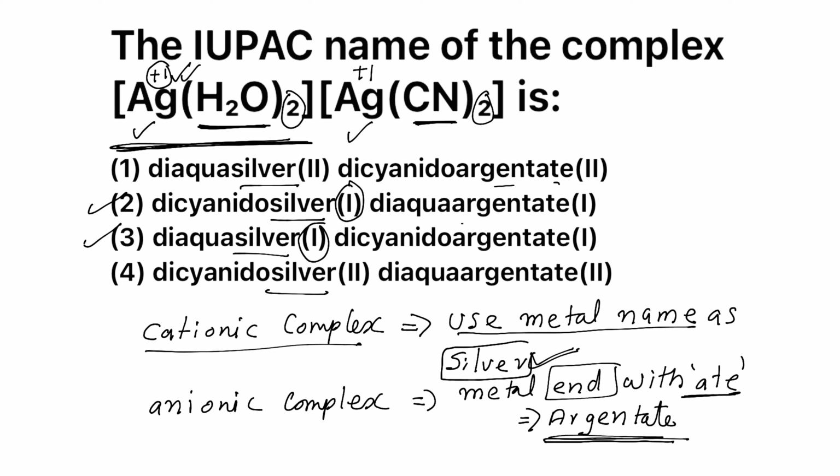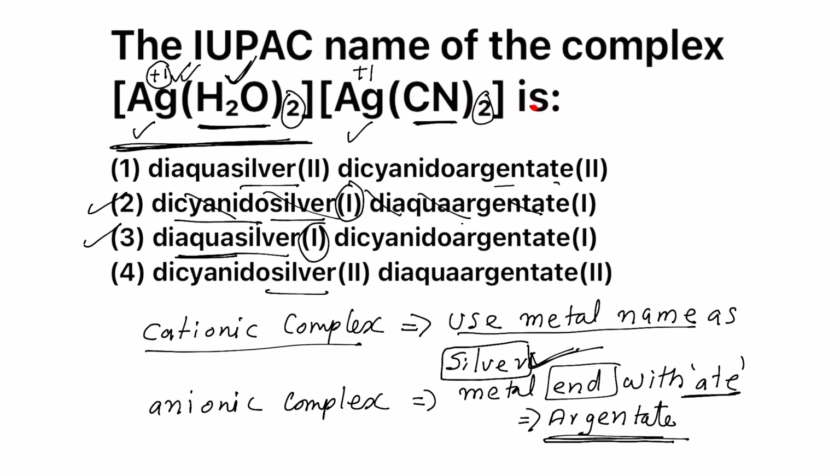Now, on cationic part, what is the ligand? H2O. H2O means aqua, which you can only see in option 3. In option 2, it is cyanido, which means CN group. That is wrong, right? That is wrong. So, cationic part, you have to call silver. You can see silver, right? You can see silver. Oxidation number is 1. And what is the ligand? It is H2O. 2 H2O is there.